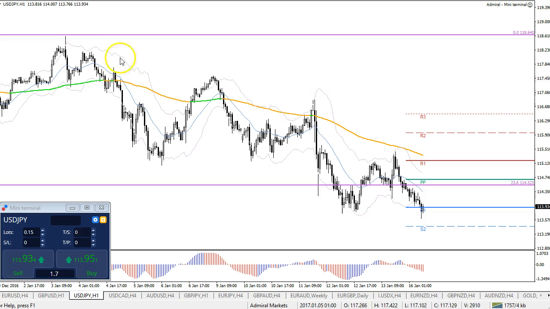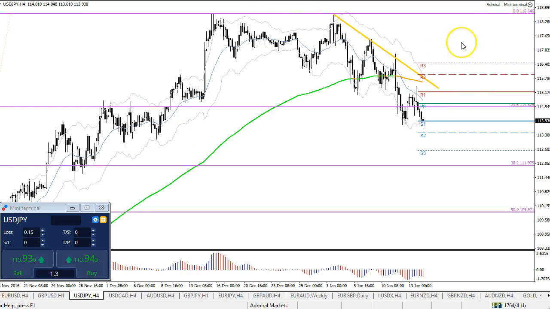My invalidation spot is if price were to break above the resistance trend line like this, for instance. In that case, I'm not necessarily bearish anymore. That would indicate the potential for an upside continuation.